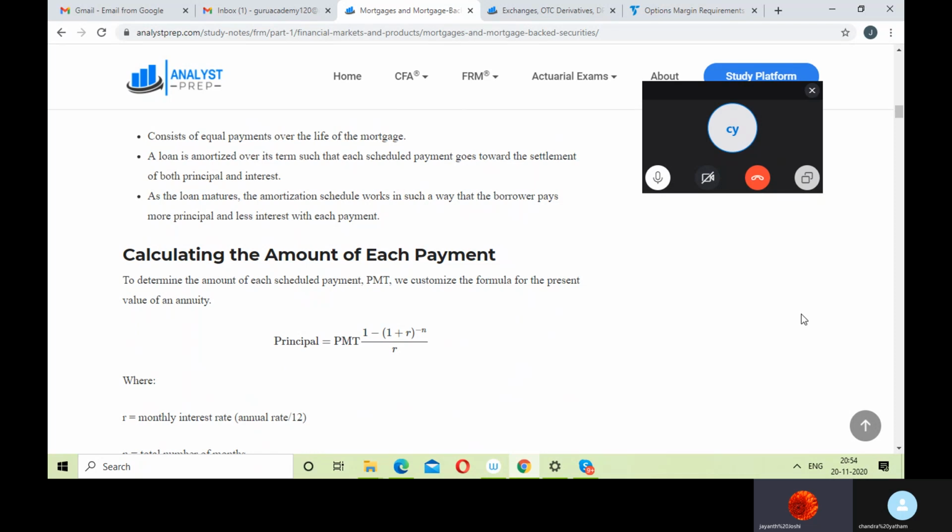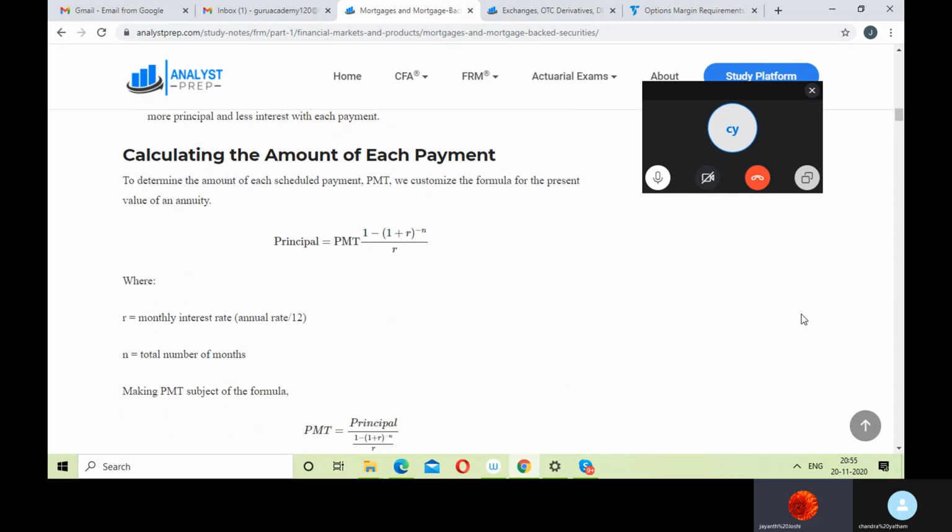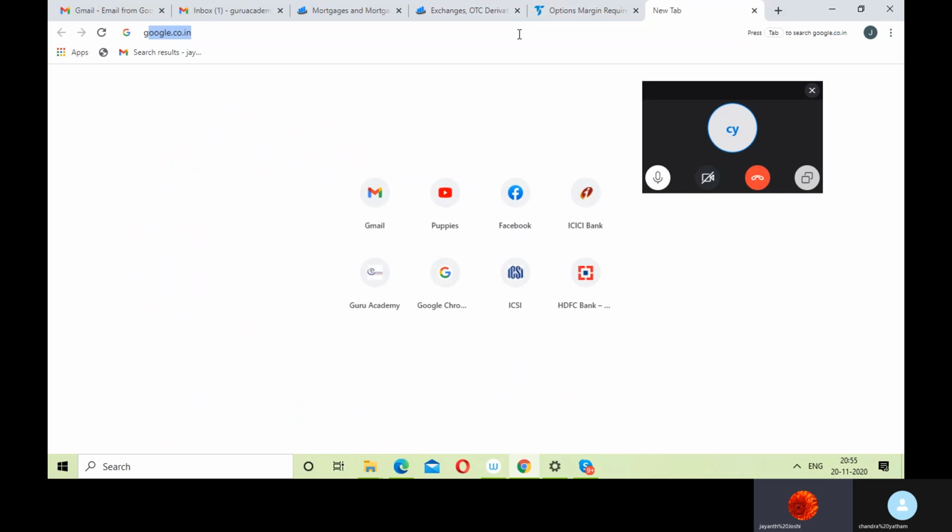And as the loan matures, the amortization schedule works in such a way that the borrower pays more principal and less interest with each payment. So that's what happens. As I said, in the beginning, the interest will be high, but slowly, steadily, the interest will be reducing and the principal will keep going up. As time passes, the interest amount will be lower. But in the beginning, interest is high and principal is less. If you want, I can show you some calculation here.